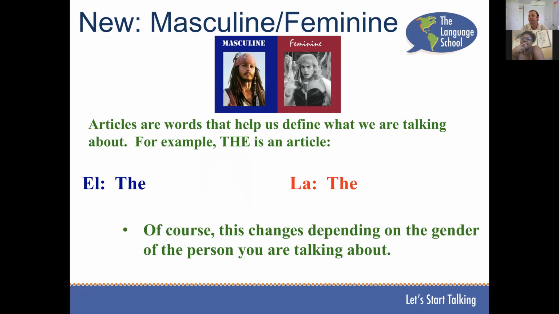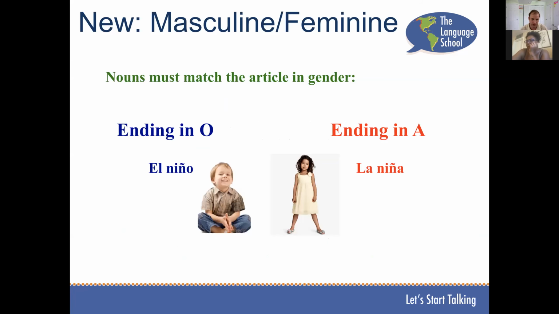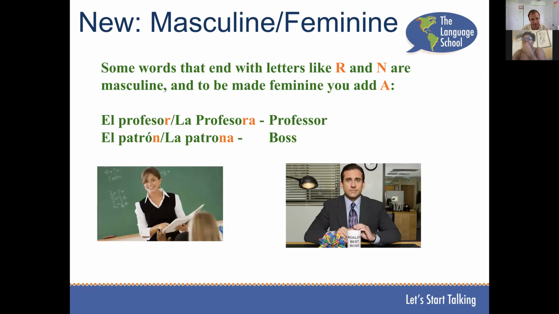The word "the" in English is what's called an article. We use articles to help us describe what we're talking about. In Spanish, these words are also going to change depending on the gender of the person that we're talking about. So the masculine version of "the" is el, and the feminine version of "the" is la. Right? So when we put it together, if we want to say the boy, it's el niño, and if we want to say the girl, we say la niña. Make sense? Yes. Cool. All right.